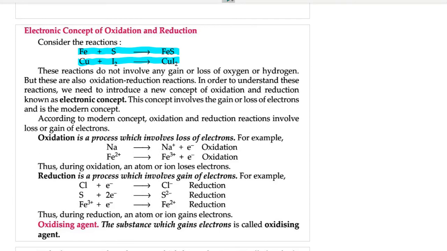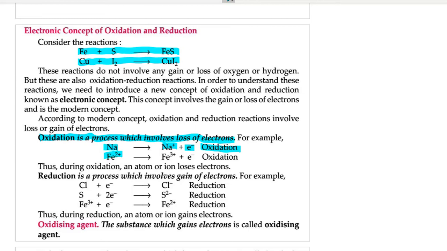According to the electronic concept, if there is a loss of electron, then there is oxidation. Oxidation is a process which involves loss of electron. So conversion of a metallic atom into a positively charged ion is always oxidation. Na gets converted into Na plus and an electron. From one atom of sodium, an electron got separated and it got converted into a positive sodium ion. That is oxidation. That's a new definition of oxidation according to the electronic concept.